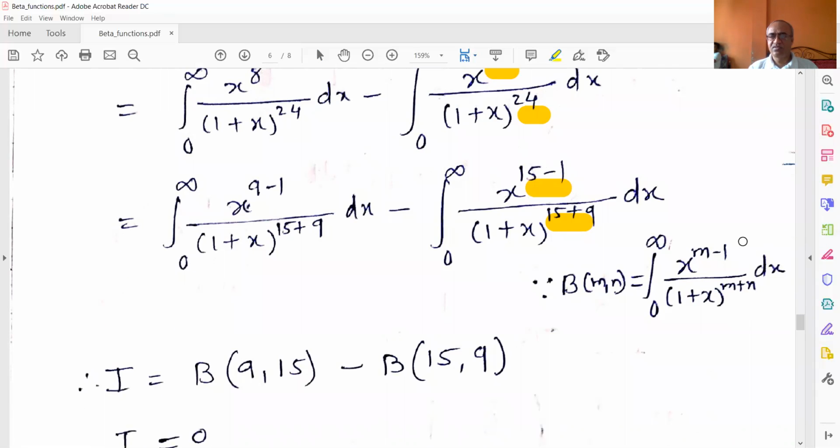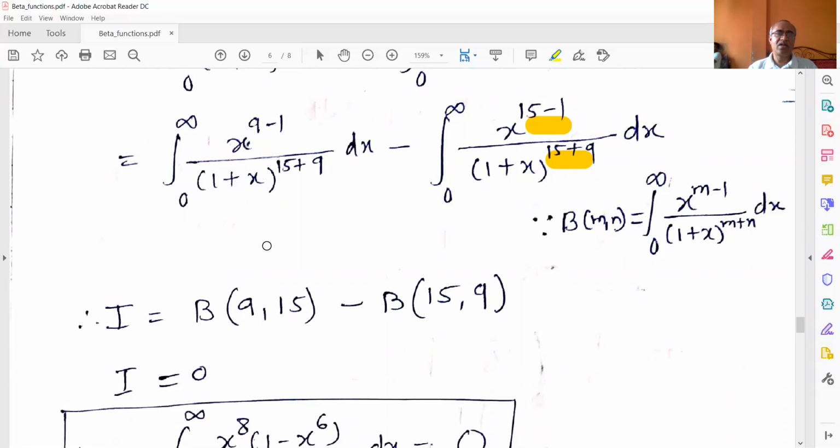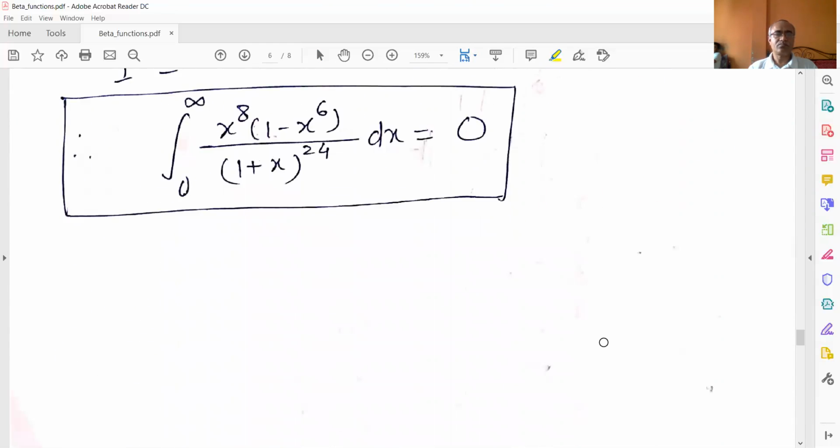With use of this basic definition again, beta(m, n) is equal to the integral 0 to infinity of x raised to m minus 1 upon (1 plus x) raised to m plus n dx. With use of that, it is beta(9, 15) and beta(15, 9). We know that both of these values are the same, that gives me 0.